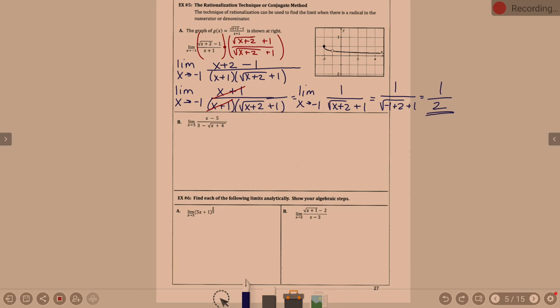It was the limit as x approaches negative 1. So limit as x approaches negative 1 means you want to go from the left to the right. Does that look like it's approximately 1/2? Certainly does.